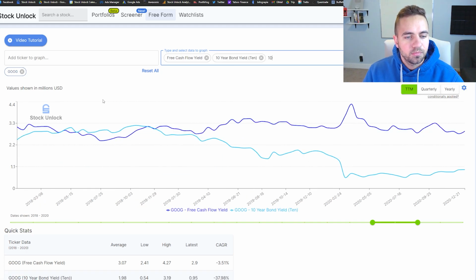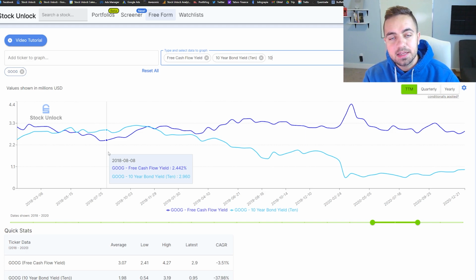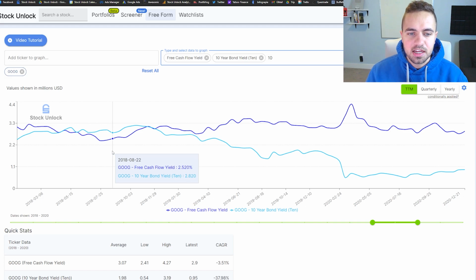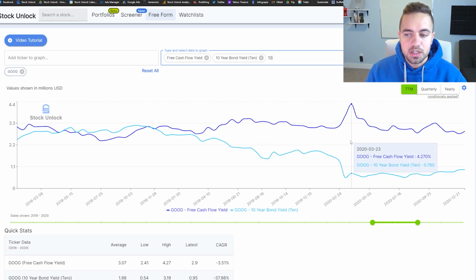So back here, we can clearly see that the 10-year bond yield was about 2.96% versus Google's free cash flow yield of about 2.4%. So back in 2018, Google was not producing as much of a free cash flow yield as a 10-year government bond. And since the bond yield was producing more, then it basically means that Google did not have any margin of safety back in 2018.